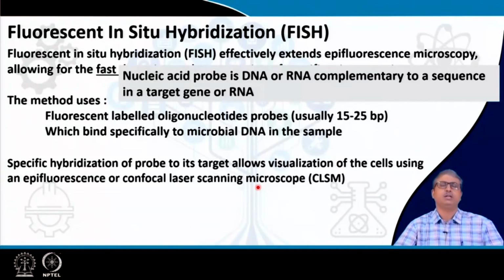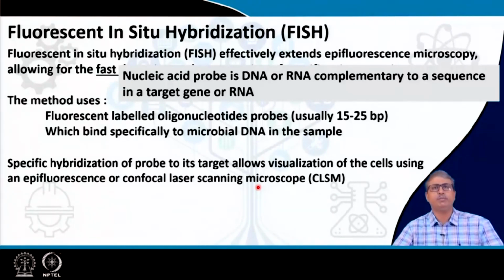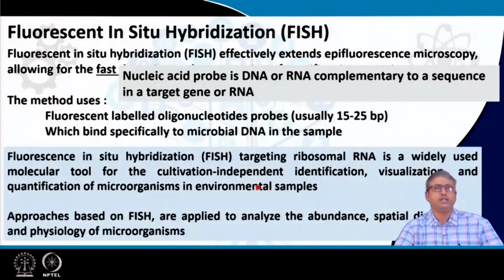Suppose we want to see whether a very well known pathogen in water systems, Vibrio cholerae, is there or not. We can make a Vibrio cholerae specific 16S ribosomal RNA gene probe, then take the water sample and allow the probe to interact with the cells present there. Any cells that are Vibrio cholerae will have the complementary region, so the probe will be able to go there and hybridize, and following hybridization, if we take the sample to an epifluorescent microscope or a confocal microscope, we will be able to see this.